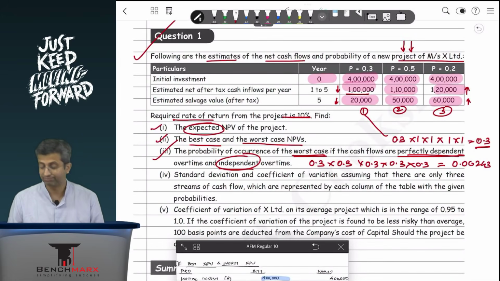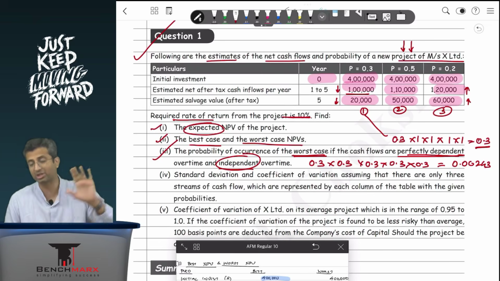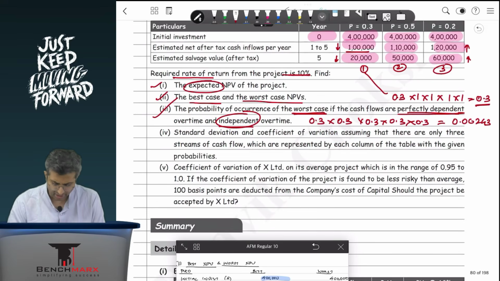Remember, even if this was a best case, the probability of the best case being reached would have been 0.2 for a dependent cash flow, because if the first year is good, every other year will necessarily be good. The probability of the best case will also be lower for an independent cash flow: 0.2 into 0.2 into 0.2 into 0.2, let's say 5 times. Okay. The fourth part is a little interesting. They say standard deviation and coefficient of variation.